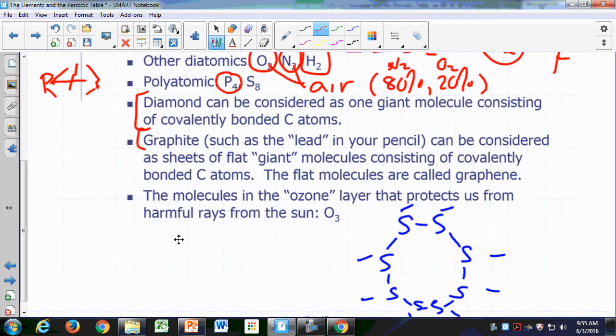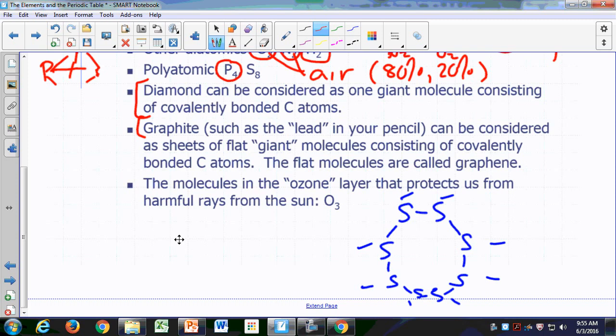Now, about molecules, you've heard about the ozone layer. This is the layer in our atmosphere that protects us from harmful rays from the sun. A form of oxygen you'll find there is O3. You find O3 molecules there. Those are ozone molecules.